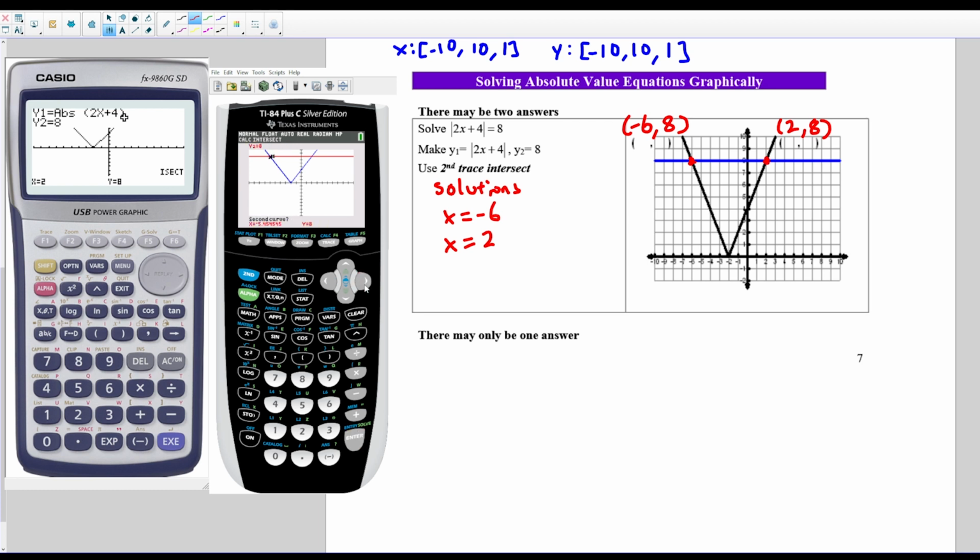Second curve, as long as, again, we're close to this left-hand side intersection, press enter, enter again, and we get an intersecting point of -6, 8. So you can see we get the exact same intersecting point.